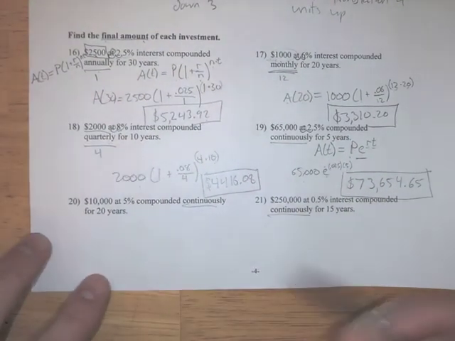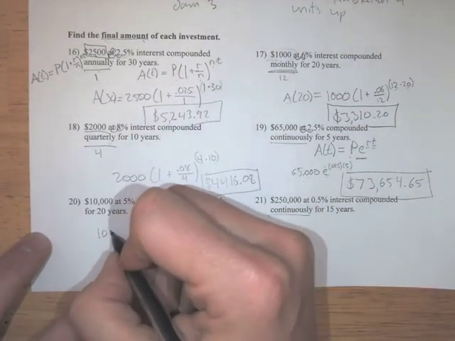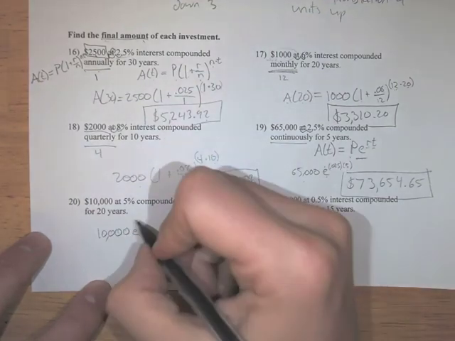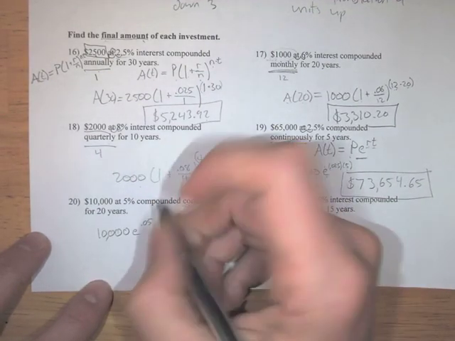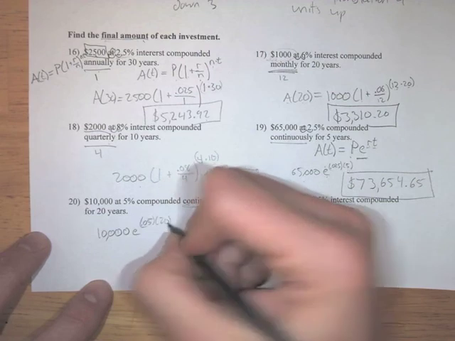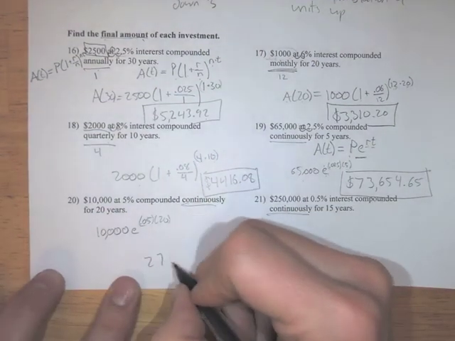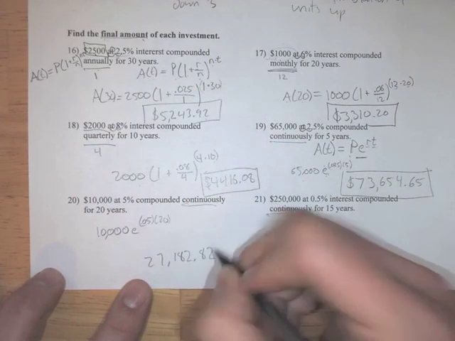All right, these next two are just kind of the same idea, right? So amount equals P times e to the rt. So $10,000 times e to the rate as a decimal, so 5% would be 0.05, times 20, okay, which is going to come out to be $27,182.82.